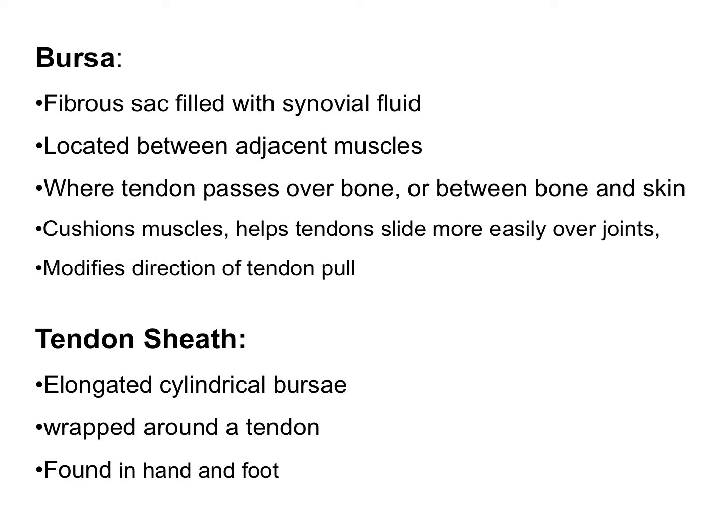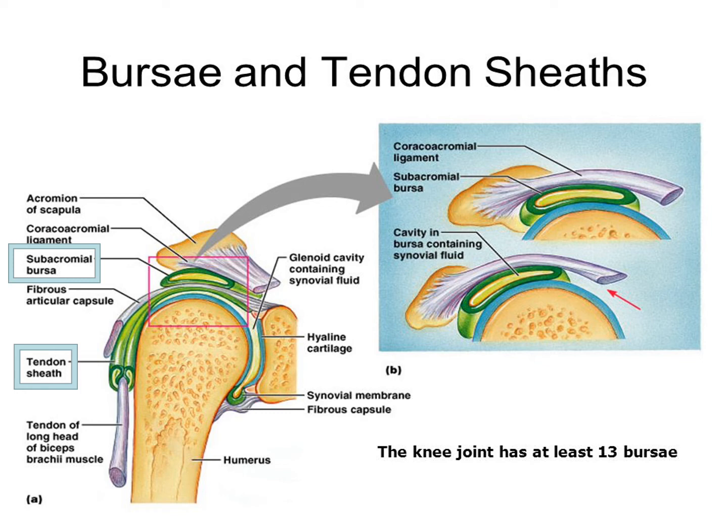Then we have the tendon sheath. An elongated cylindrical bursa is known as the tendon sheath. Basically, it wraps a tendon. Here is the figure. You can see the subacromial bursa, the sac filled with synovial fluid. On this bursa, the coracoacromial ligament slides over it during movement. Below there is a tendon sheath, and it is holding the tendon of the long head of biceps brachii.